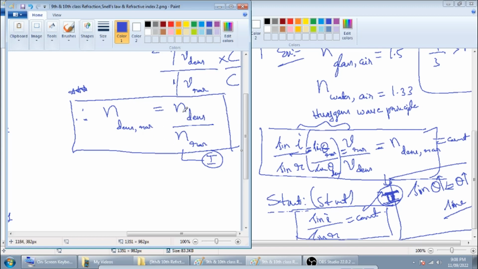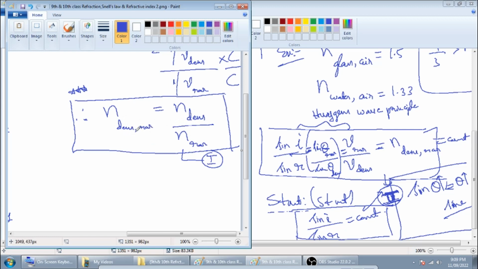For example, we already know the absolute refractive index of glass is 1.5. Absolute refractive index of water is what? 1.3. 1.5 by 1.3 we will get something like 1.1. That will be the relative refractive index of glass with respect to water.